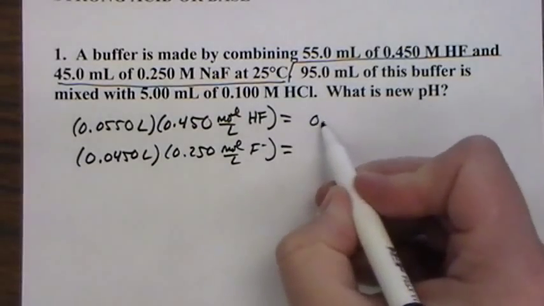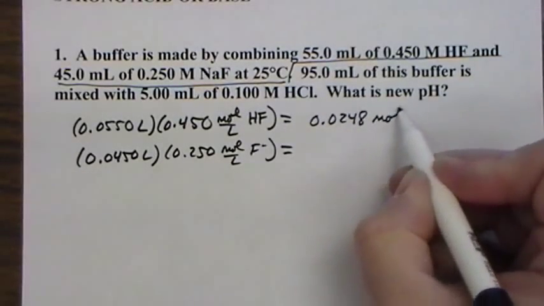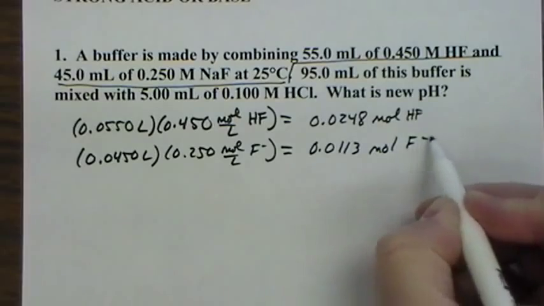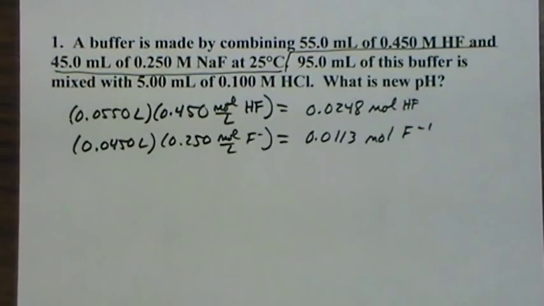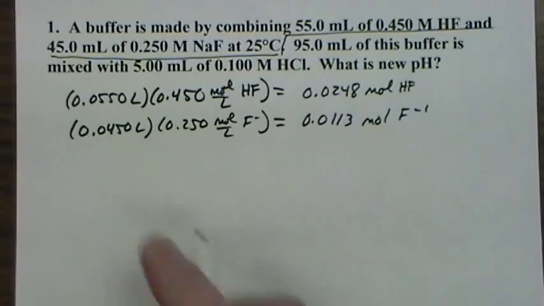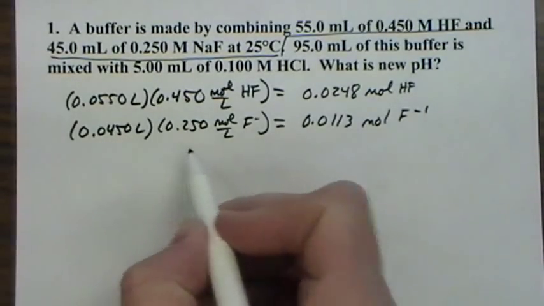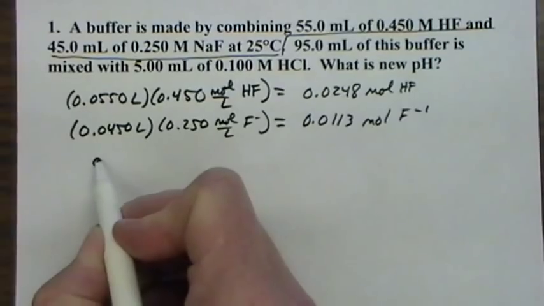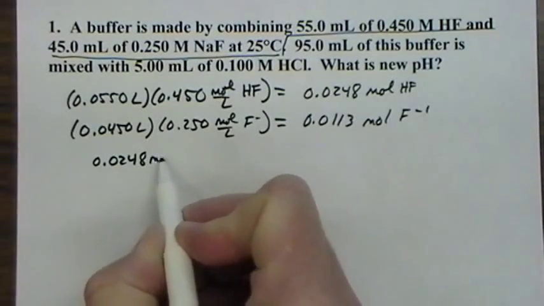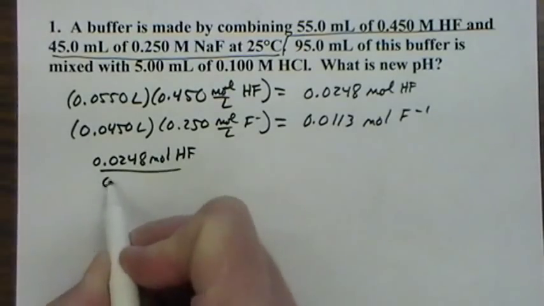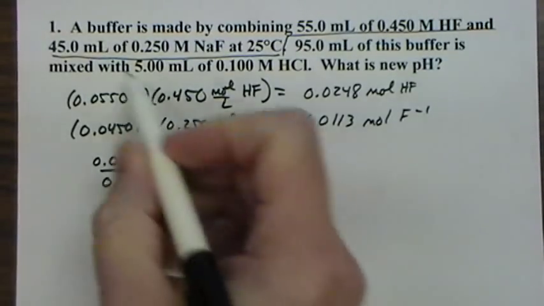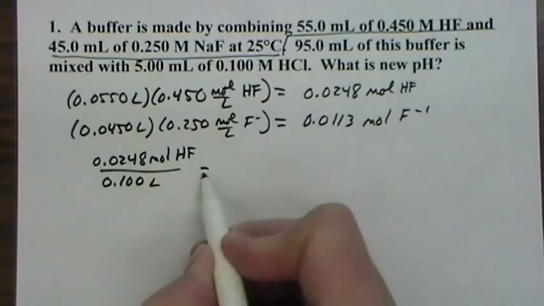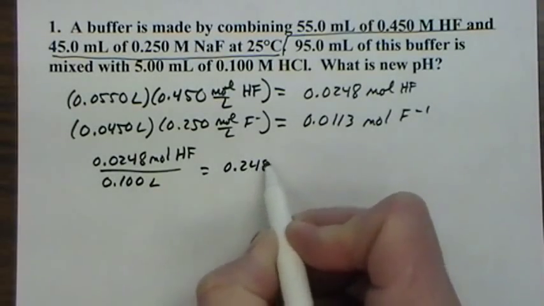And this comes up to be 0.0248 moles of HF and 0.0113. And I should warn you, we're definitely going to have to go to a second piece of paper, so you might have to backtrack to look at some of these previous calculations as we go along. Now we have the moles, and we have our new volume, which is 0.1. Now that's a gift. When I do something like that on the exam, it's to help out, because if you have 55 mils and 45 mils, that's 100 mils, or 0.1 liters.